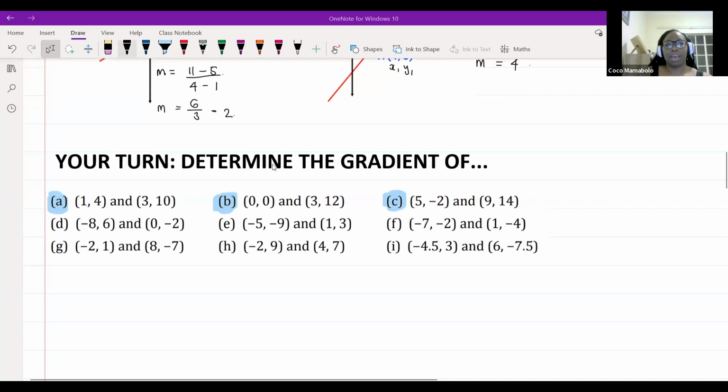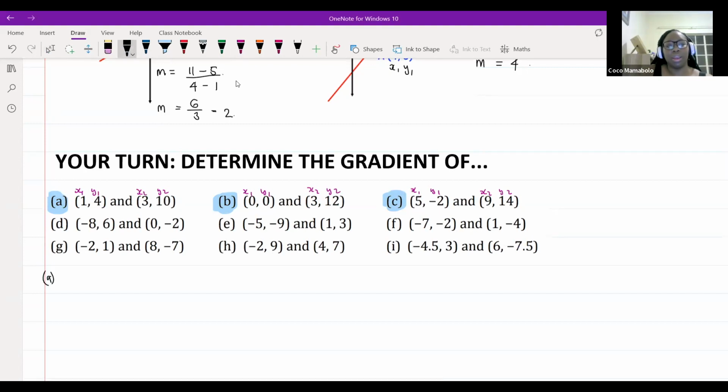Okay, so I'm gonna do a quick cheat, and I'm just gonna go down the line: x1, y1, x2, y2, x1, y1, x2, y2, x1, y1, and x2, y2. All right, and then I'm just gonna calculate the gradient.